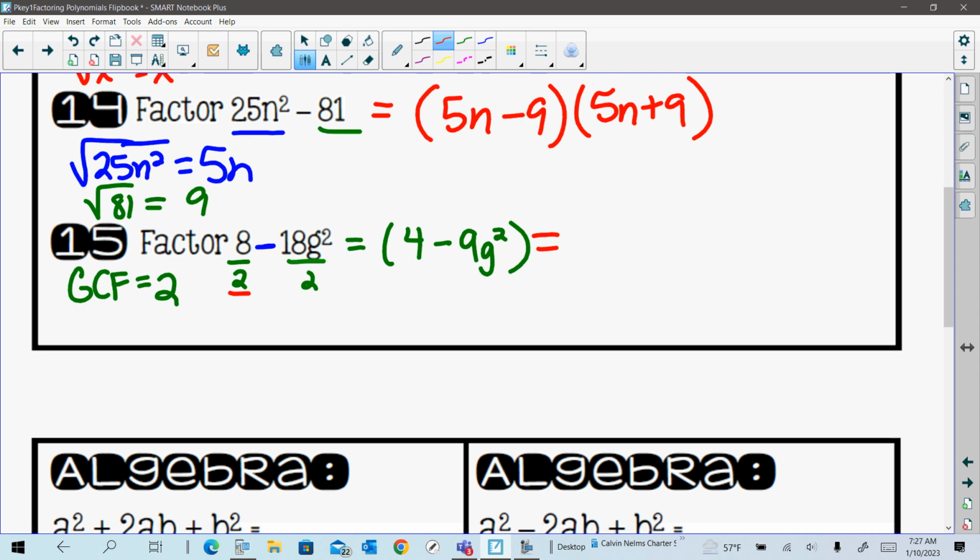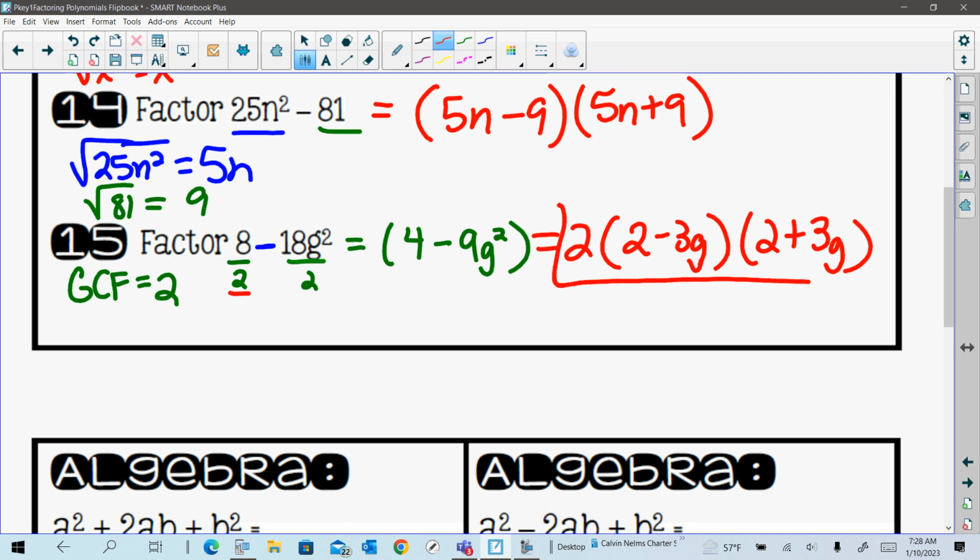So the GCF goes on the outside of the parentheses. This becomes 2 minus 3g and 2 plus 3g. So you keep the GCF in the front. This was your GCF. When you divide by a number, a term, or a variable, that goes in front of the parentheses.